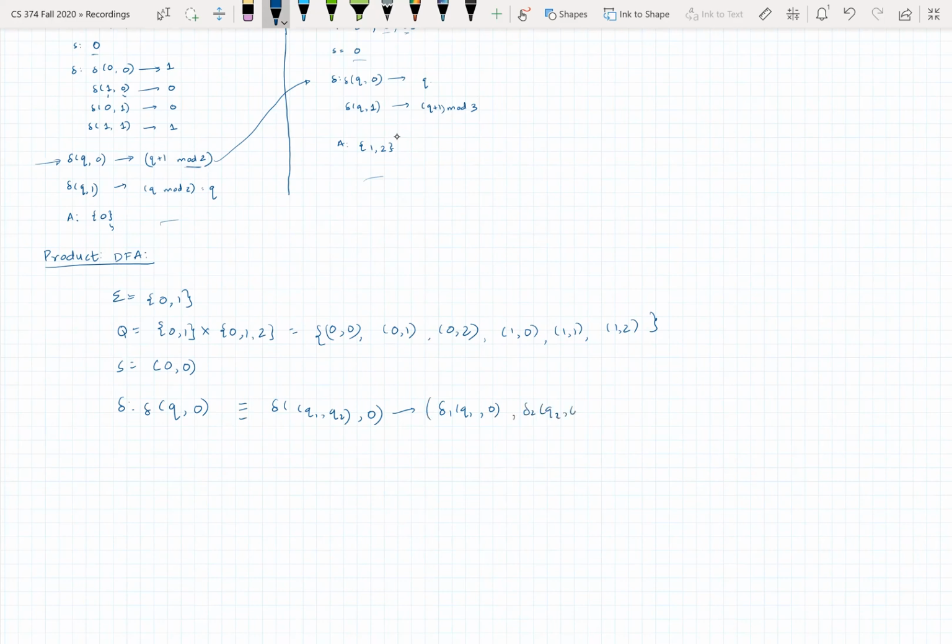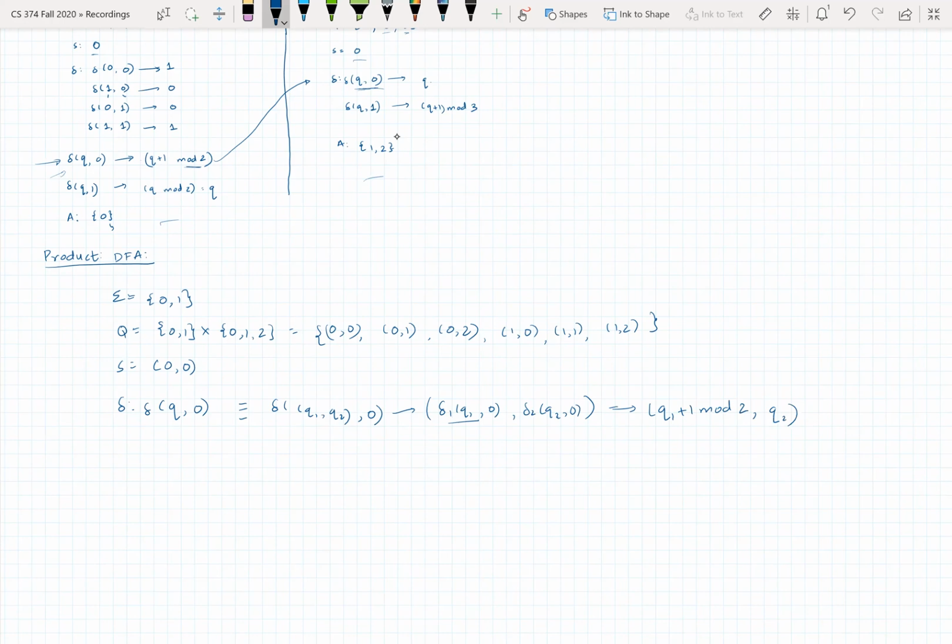So what is our delta 1 Q1, 0? It is from here. Delta Q0 is Q plus 1 mod 2. So this is Q1 plus 1 modulo 2, and delta 2 Q2 comma 0 is picked from here. So this is just Q2.